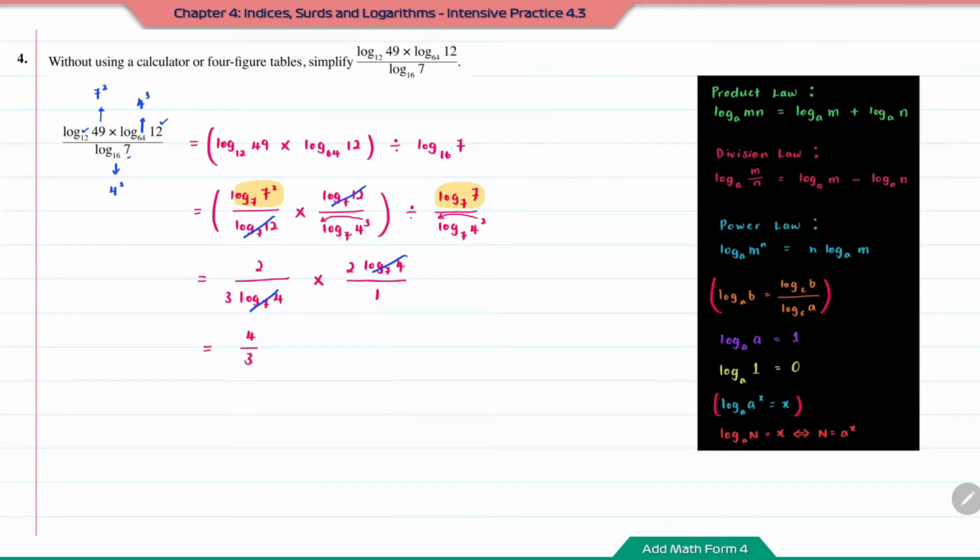So for this question number 4, there are actually numerous ways to solve this. In this case, I'm using the base 7. So you can try to solve this using another base like log base 10 as well.